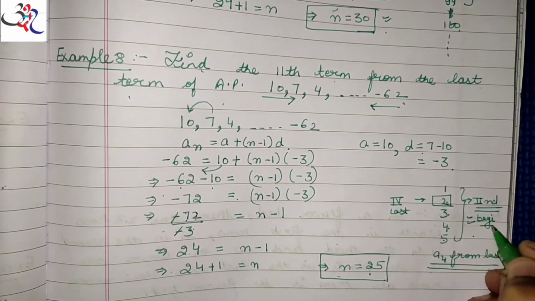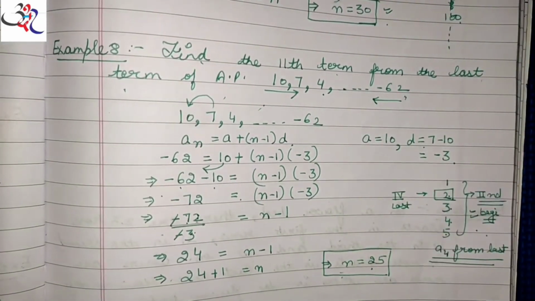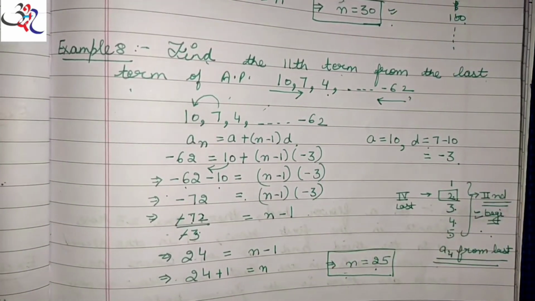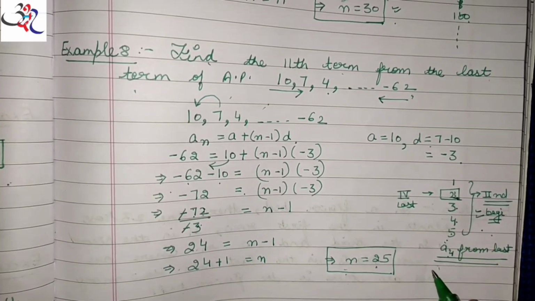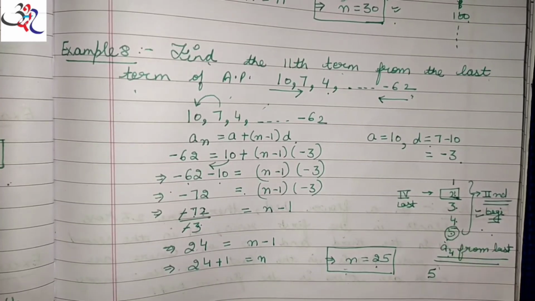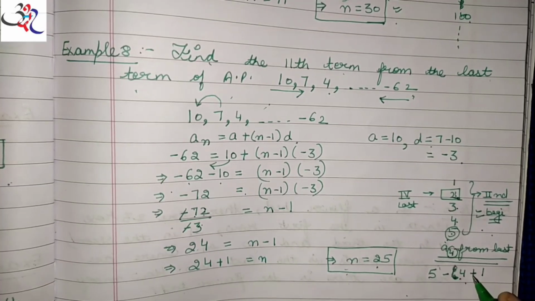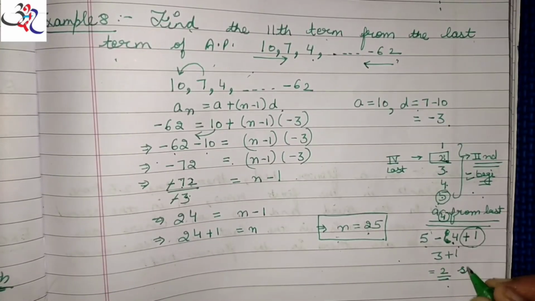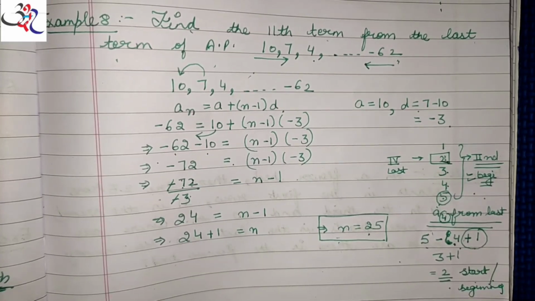Because we know the formula to find the terms from the beginning of the AP, but we do not know the formula to find the terms from the last of the AP, we have to find which term the 11th from the last is from the starting. If I use a simple formula: total number of terms is 5, minus the term I have to find, the 4th term, then I do plus 1. Only then can I get my second term from the starting. This is my second term from the beginning, or the 4th term from the last.